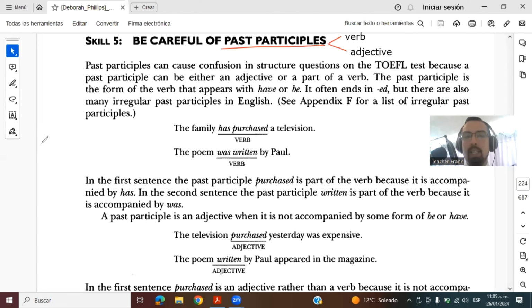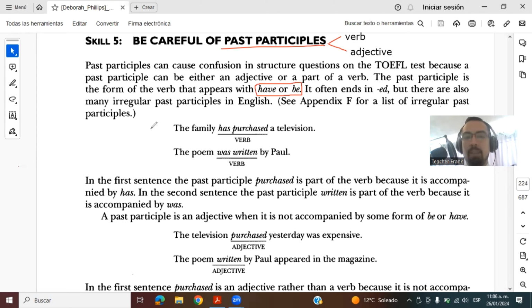Basically, in present participle in skill 4, we saw that it's a verb when there's some form of the verb to be in there, right? Like is, are, am, was, were, be, being, been. In this case, it's the same thing when we have some form of the verb be, but also when we have some form of the verb have, right? This is present perfect, like I have eaten. She has sung a song, right? So let's look at an example.